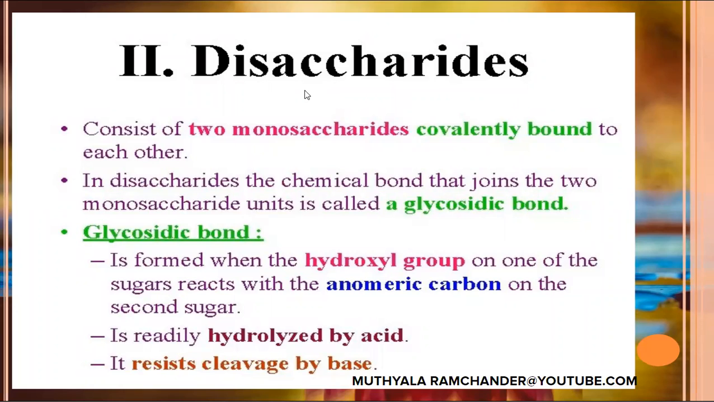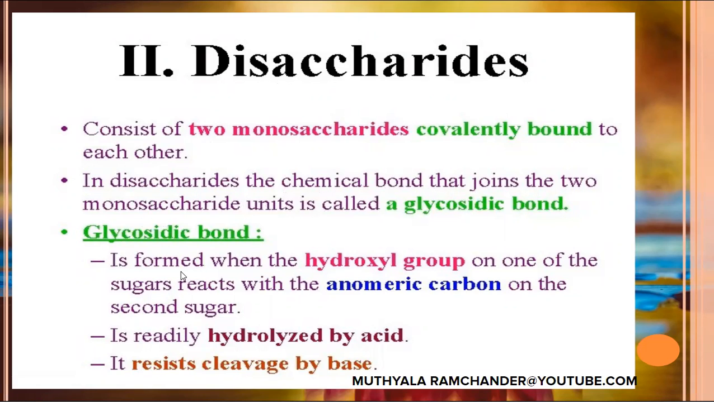Disaccharides. Disaccharides are one of the carbohydrate components. The disaccharides consist of two monosaccharides covalently bound to each other. In disaccharides, the chemical bond that joins two monosaccharide units is called a glycosidic bond.